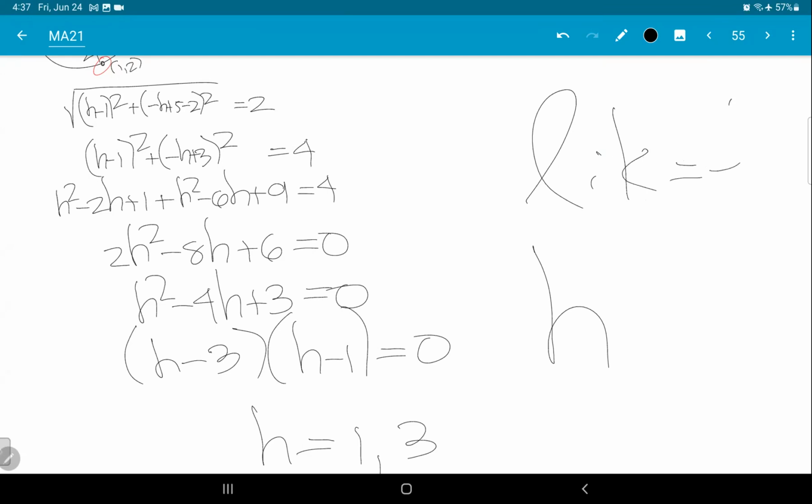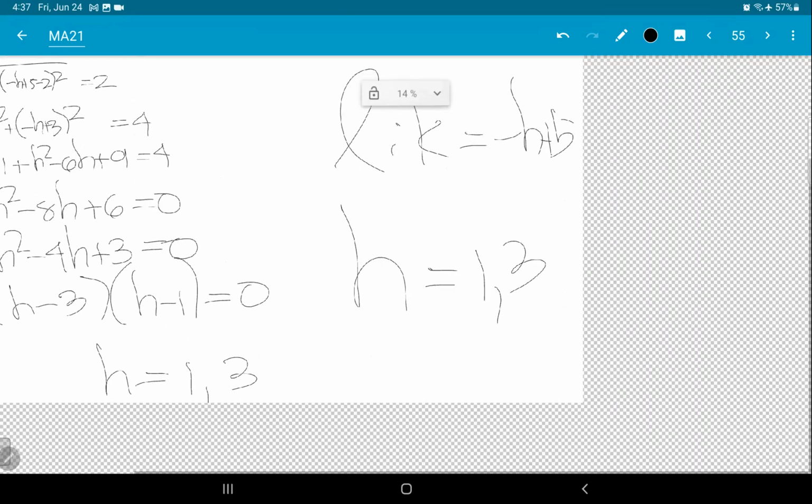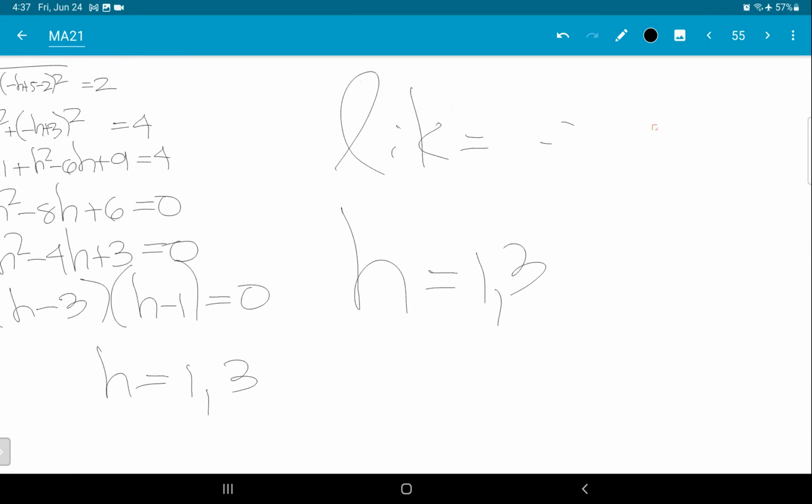Dito nakuha natin si negative H plus 5. Dito nakuha natin 1. So, kunin natin si K using the relationship there already. No? K equals negative H plus 5. So, if H is 1, plug in mo na lang dito. So, negative 1 plus 5, 4.